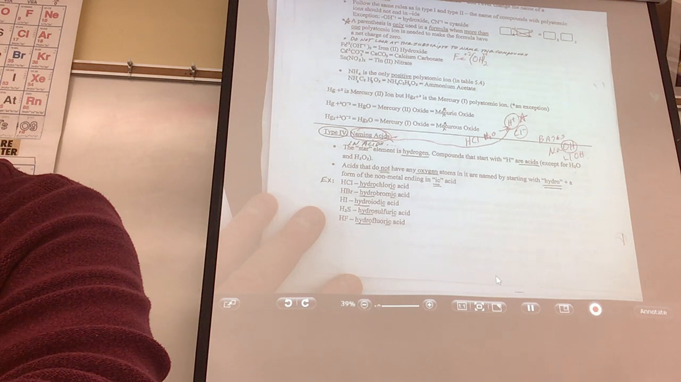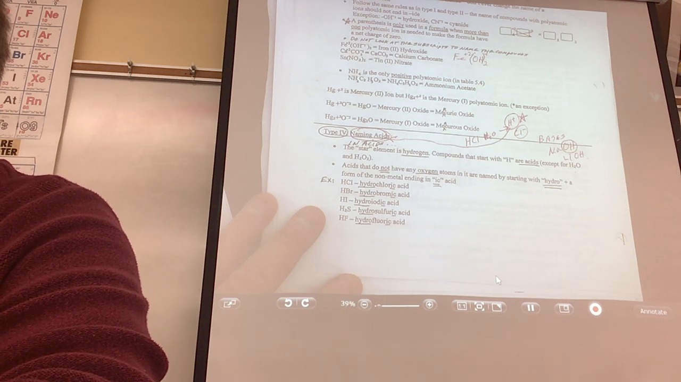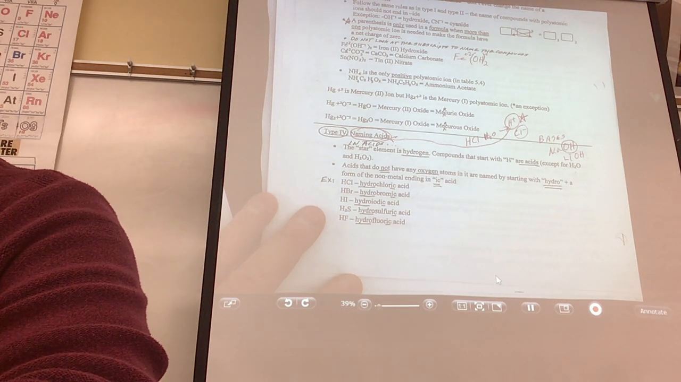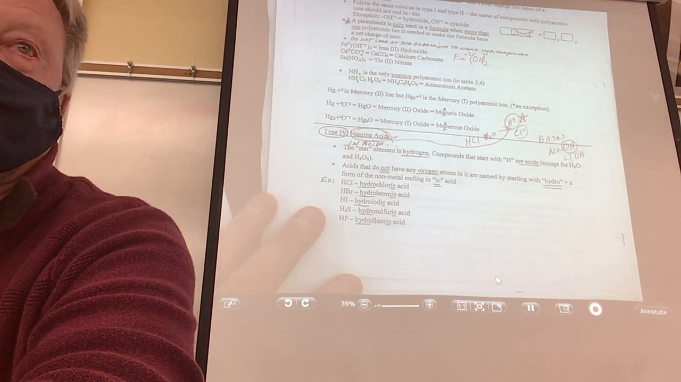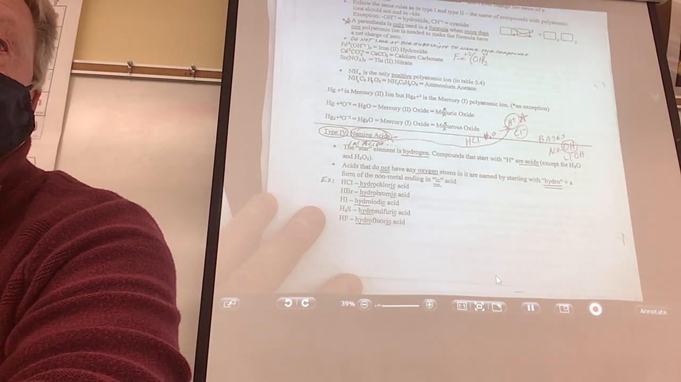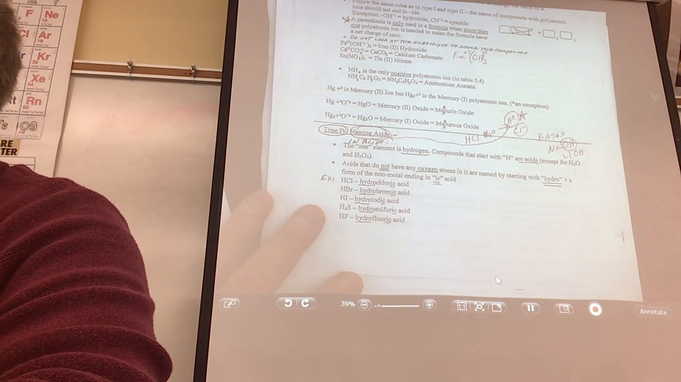How do you know it's an acid? Matter of fact, if I had a test on Thursday, and you do, I would probably do the acids first. I'd go down that row and say, oh, starts with an H. I'm going to name it like an acid. Name that like an acid. Get it? So here we go.